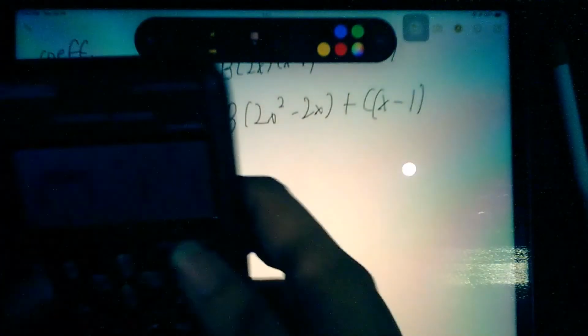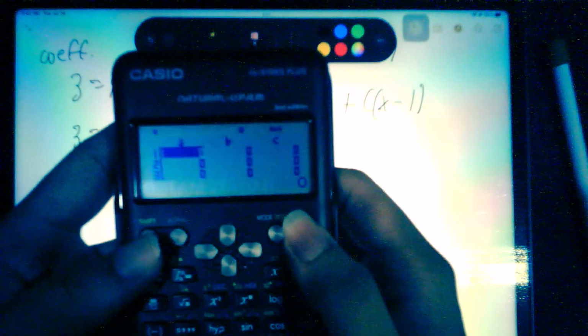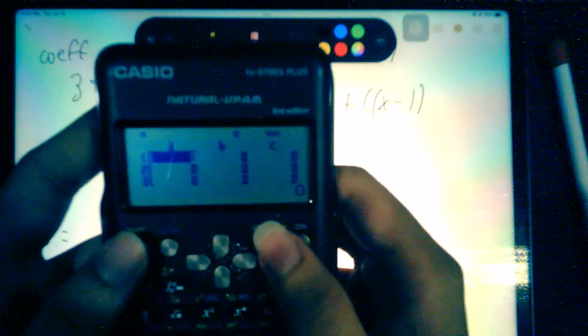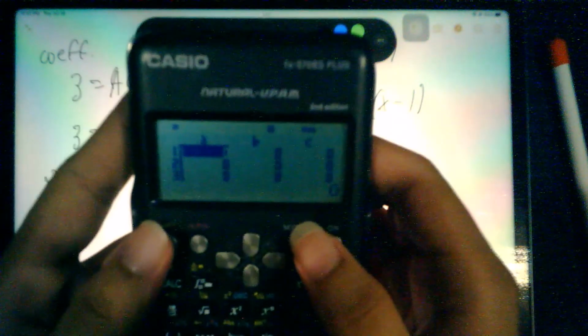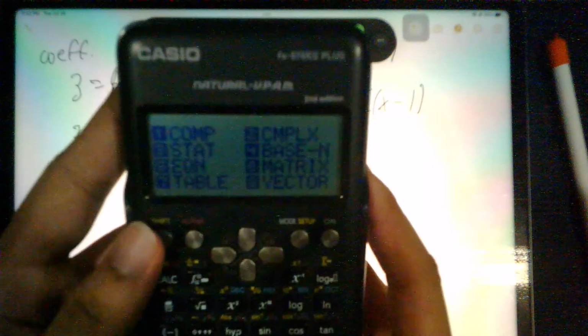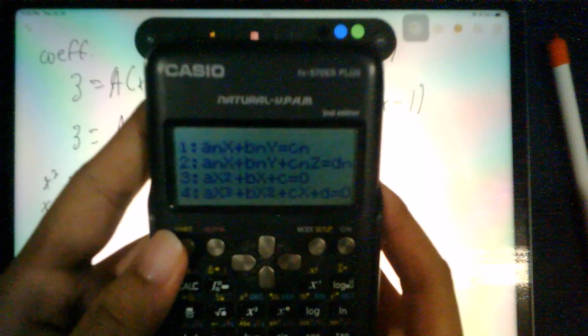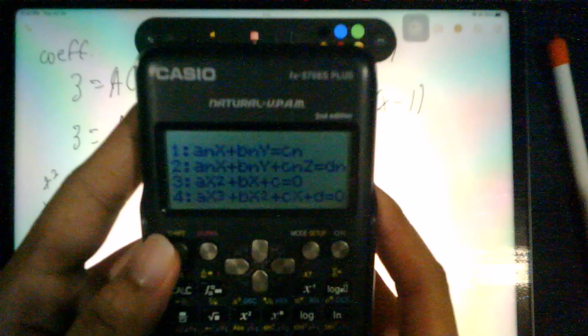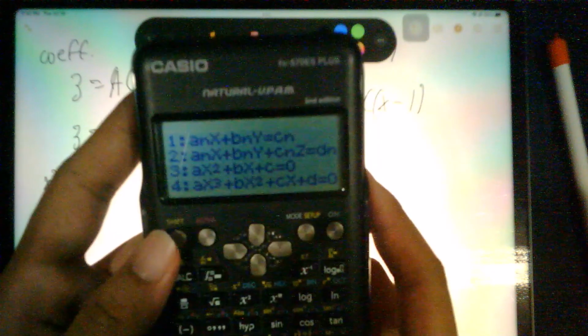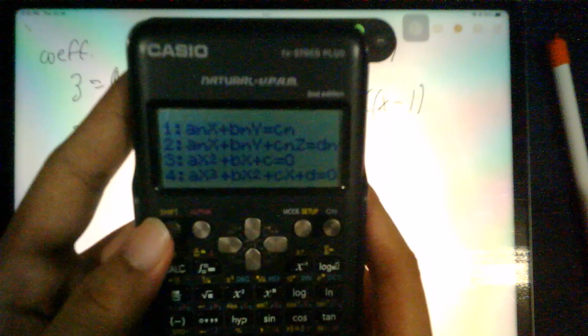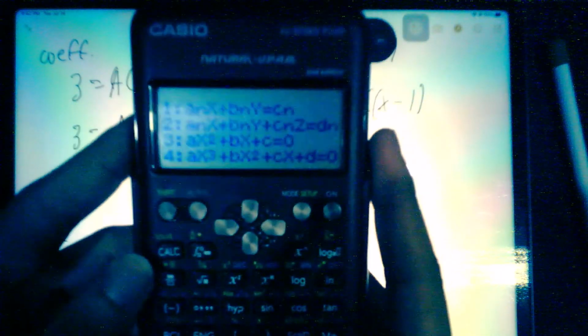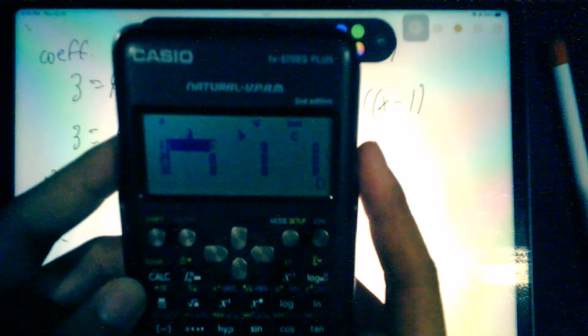So can you see my calculator here? So first, let's go to mode and set to equation and type 2 here. Press 2. Now we have our equation here.